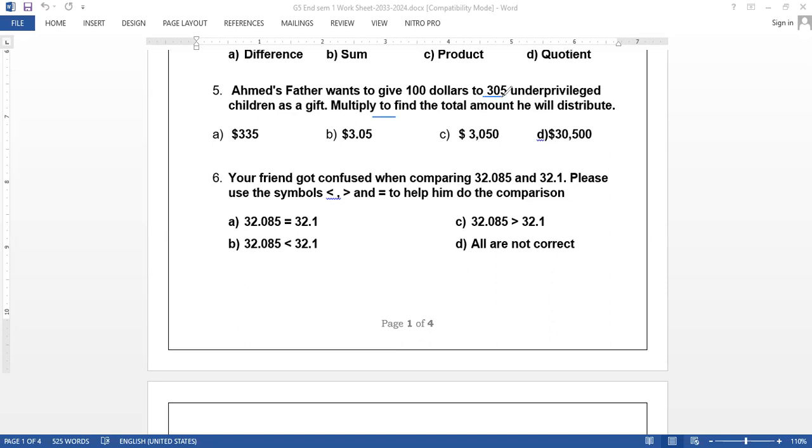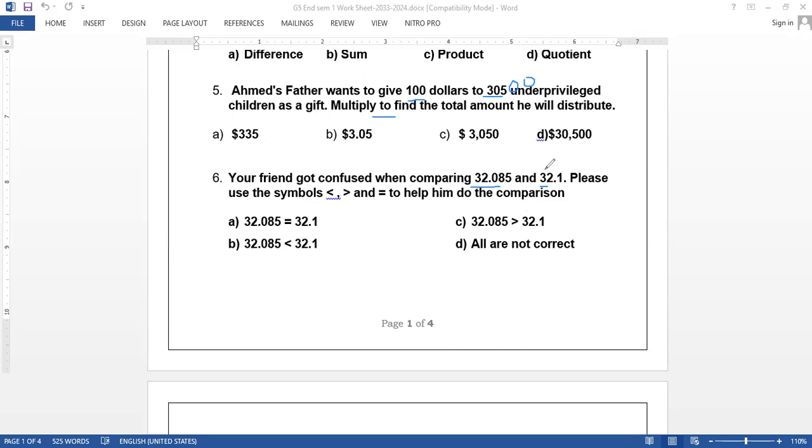So if you multiply a number by 100, you just add 2 zeros to the number. So the answer will be $30,500. Here we can add only 2 zeros. Your friend got confused when comparing 32.085 and 32.1. Please use the symbols greater than, less than or equal to help him to do the comparison.